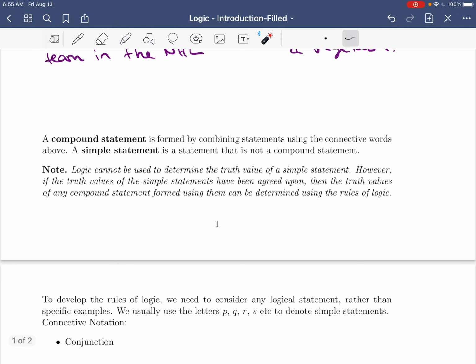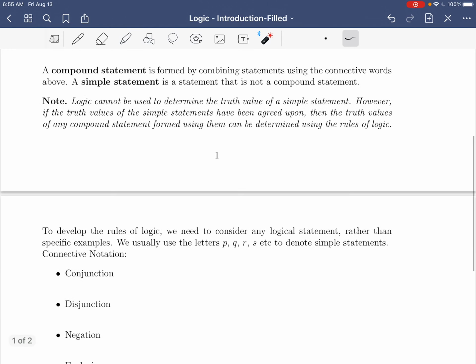Just to note, we don't use logic to determine the truth value of a simple statement. That should be known or something you can look up. What we do is we use the truth values of the simple statements, whether we know them or not, and then we use those to find the truth value of the compound statement, using the rules of logic. So let's talk about these connectives.